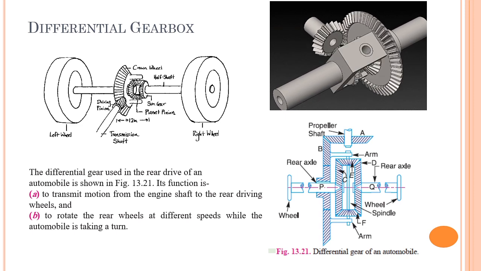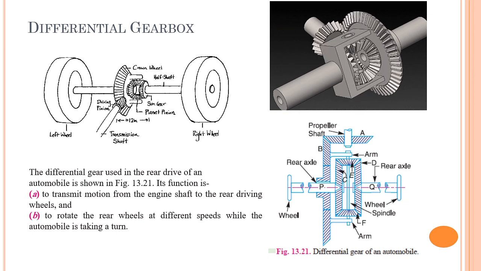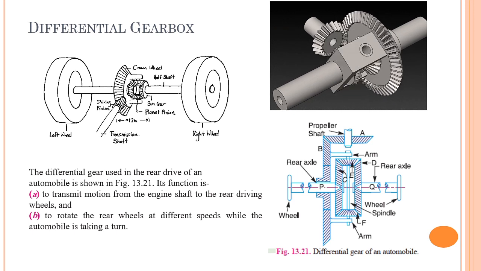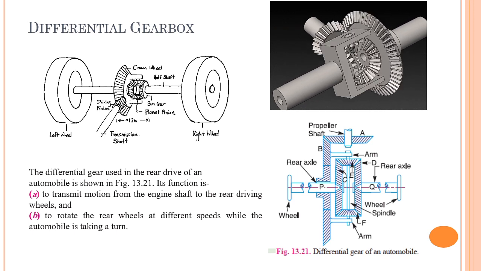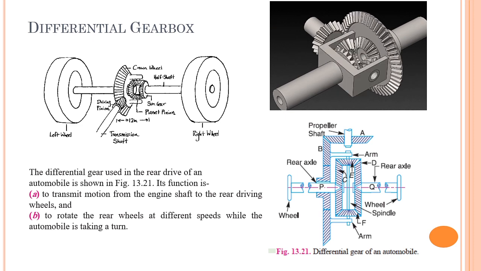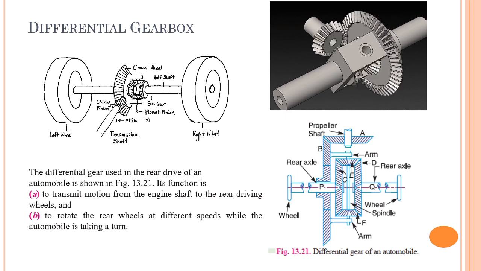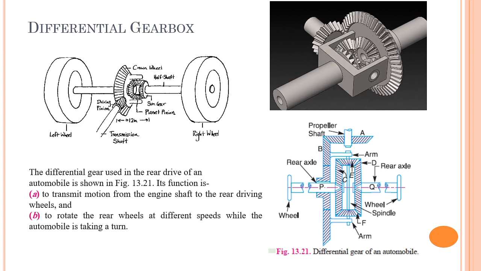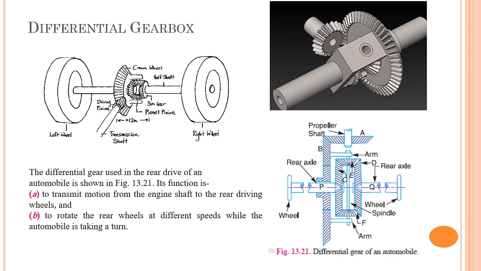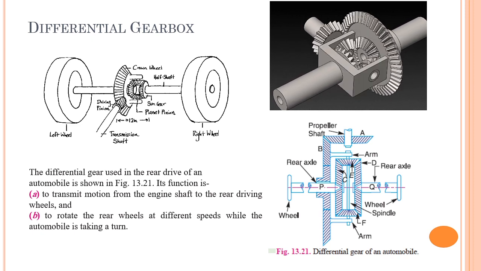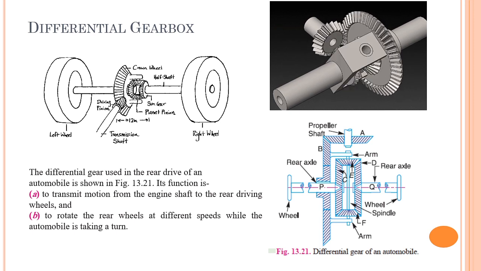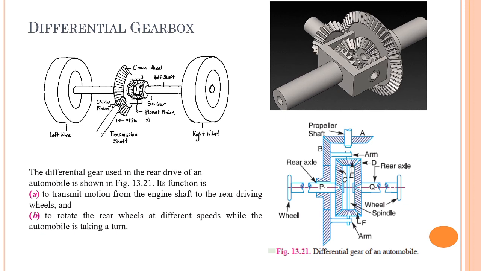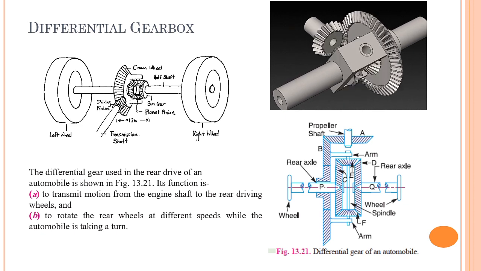Now as long as this automobile or vehicle is running in a straight path, the rear wheels are driven directly by the engine and the speed of both wheels is the same for the straight path. But when the automobile is taking a turn, the outer wheel will run faster than the inner wheel, because the outer rear wheel has to cover more distance than the inner rear wheel, isn't it? And this is achieved by an epicyclic gear train.